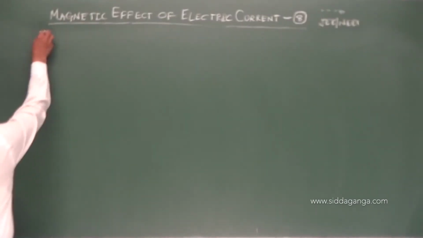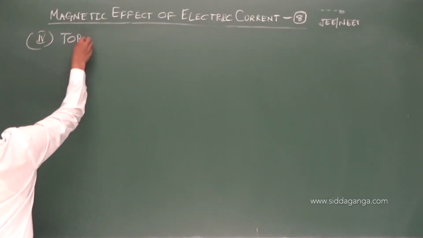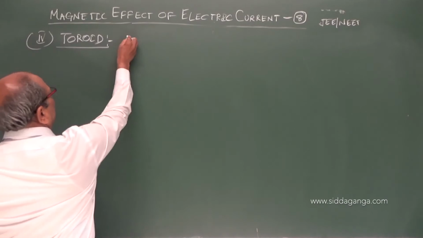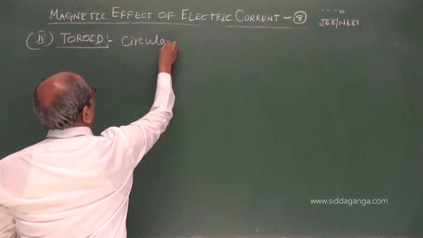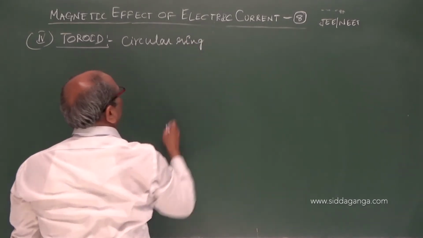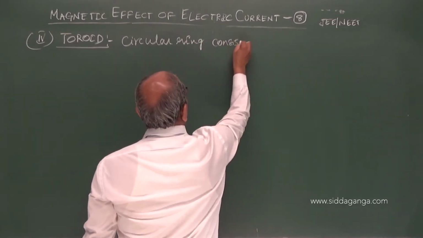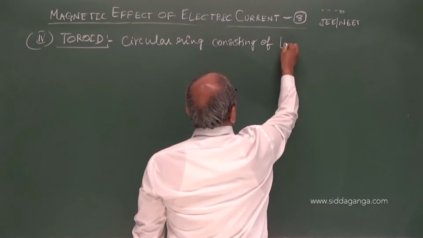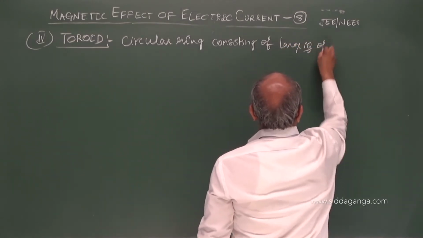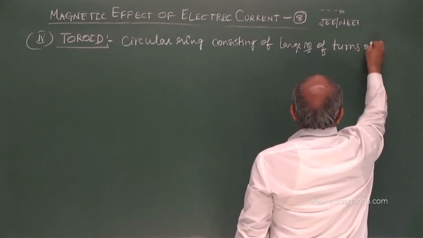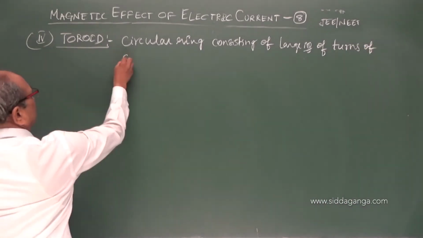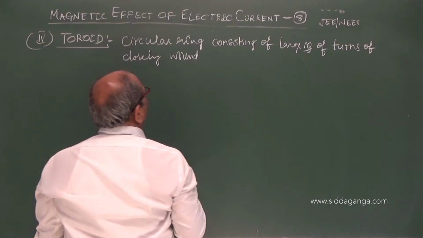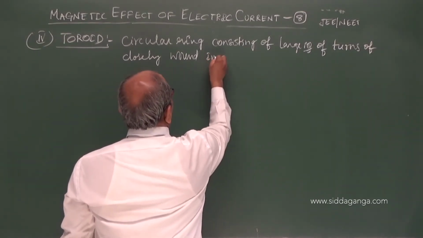Now coming to the last one, as the fourth one, the toroid. It is a circular ring consisting of a large number of turns of closely wound insulated wire.